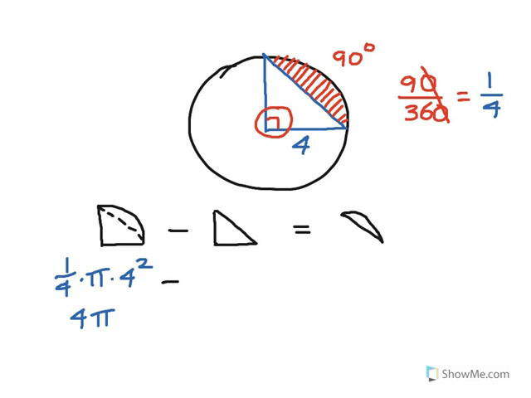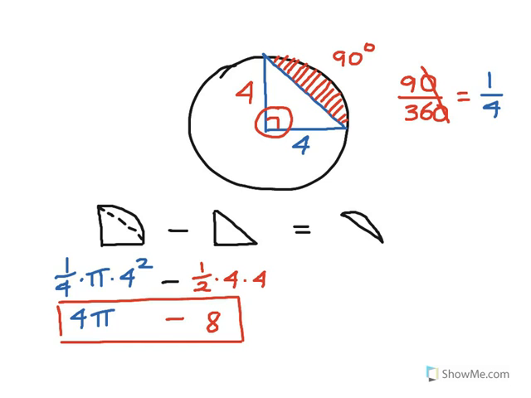Remember that the triangle is 1/2 base times height, and it's a right triangle, so my base is 4 and my height is 4, because the radii are the same. So my triangle area is 1/2 times base of 4 times height of 4. So it's half of 16, or 8. Okay, so the area of that wedge is 4 pi minus 8, and that's in square units, isn't it, because it's area.